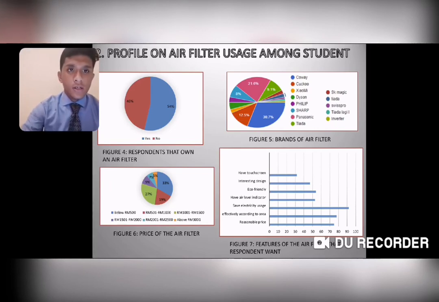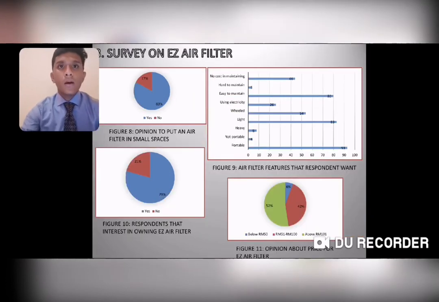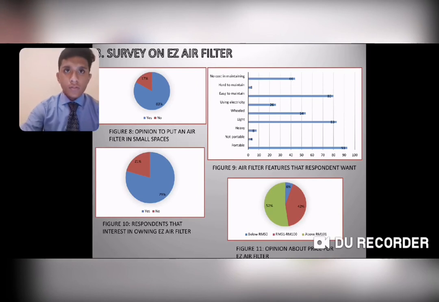The next one is the feature of the air filter that the respondents want. The top 3 are reasonable price, effectiveness according to area, and safe electricity usage. After that, survey on easy air filter. 83% of the students say they agree that they have to put an air filter in a small space. Figure 9 shows air filter features that the respondents want.